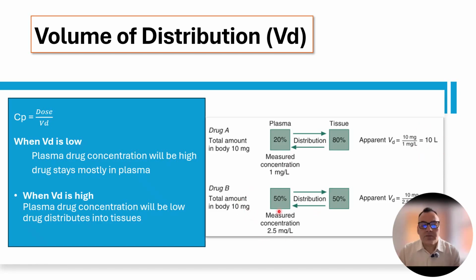Drug B has a different distribution, 50% in the plasma compared to 50% in tissues. We measure the plasma concentration, and it was 2.5 milligram per liter. Again, the volume of distribution will be the dose divided by concentration, 10 milligram divided by 2.5 milligram per liter. So we will get 4 liters. So we start with two drugs with the same dose, and we end up with different volumes of distribution. This is according to the ratio of distribution in tissue and plasma.